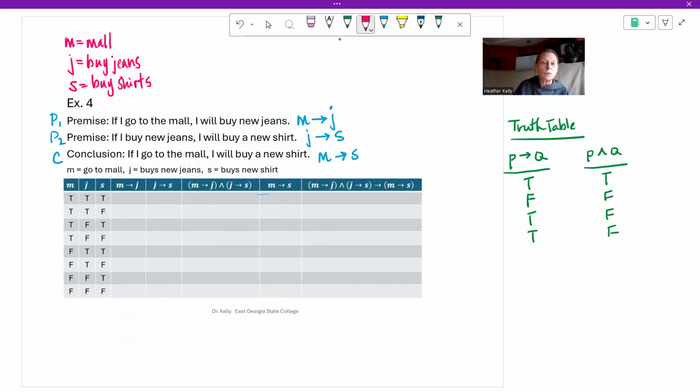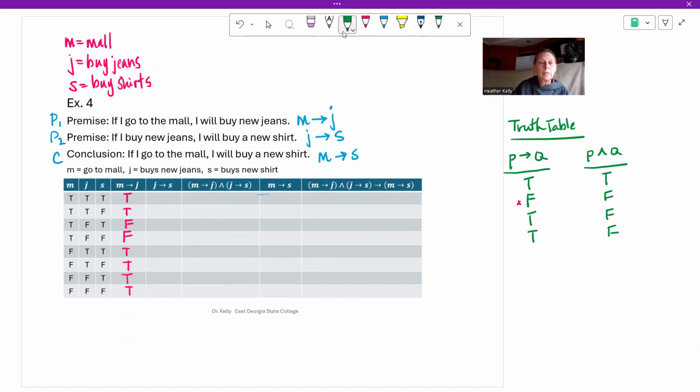So we need to do the conditionals for M to J. So true, true is true. True, true is true. When is it bad with the conditional? When it's true to false. Oops, my bad. My eyeballs skipped. So y'all be careful. My eyeballs skipped, but I knew something was up. True, false, false. False, true is true with the conditional. False, false is true with the conditional.